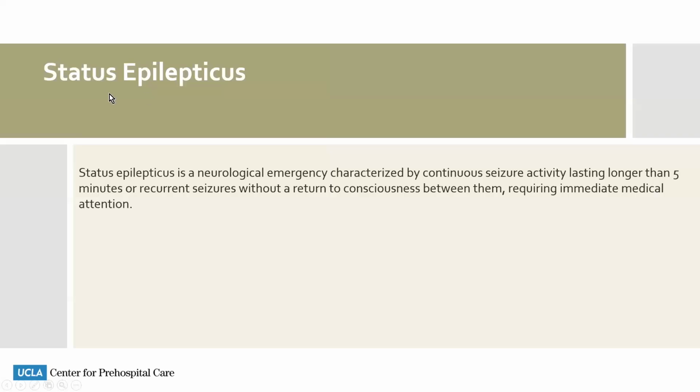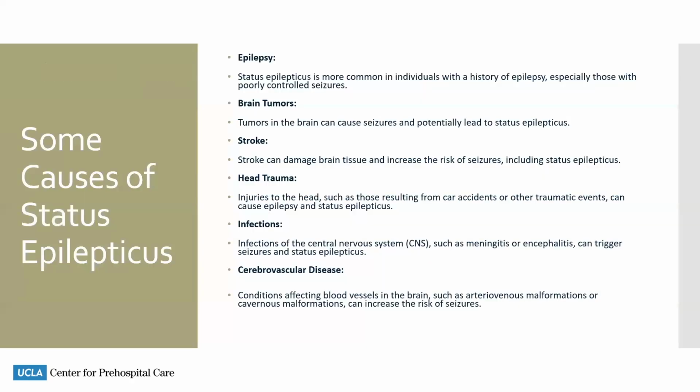So what is status epilepticus? That is bad. Now we're talking about big bad. It is a seizure activity that lasts longer than 5 minutes or recurrent seizures without a return to spontaneous consciousness, okay? They don't come back to consciousness and then they go back into another seizure. That's status epilepticus. What's happening in the brain? Is the brain getting enough oxygen and glucose? The answer is no, they're not.